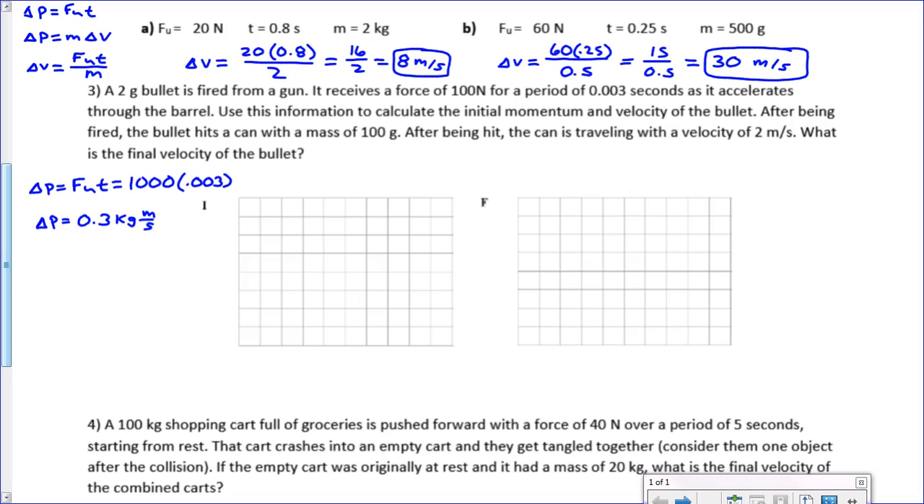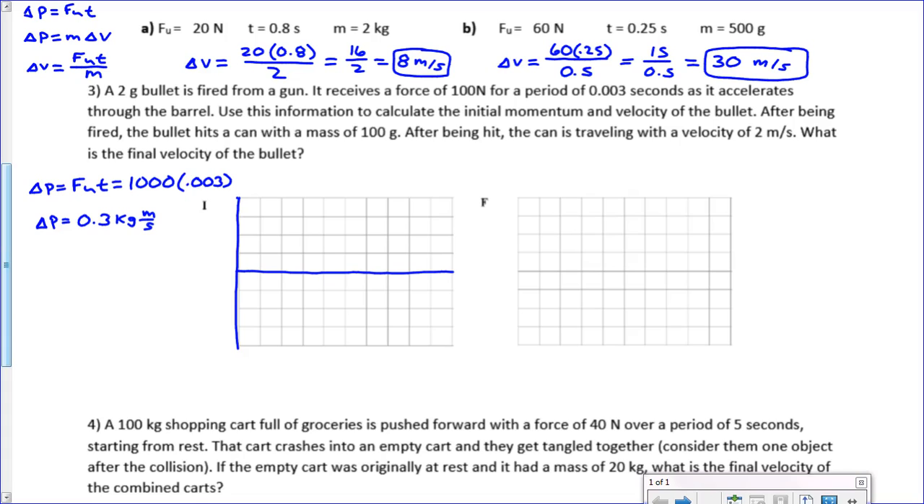All right, then we go to this initial situation. It's a little bit confusing because this initial situation is still after the gun fired. What we're doing is after the gun fired, but before it hits the can. So the only thing moving after the gun fires is going to be the bullet. That's what we're going to be considering anyway.